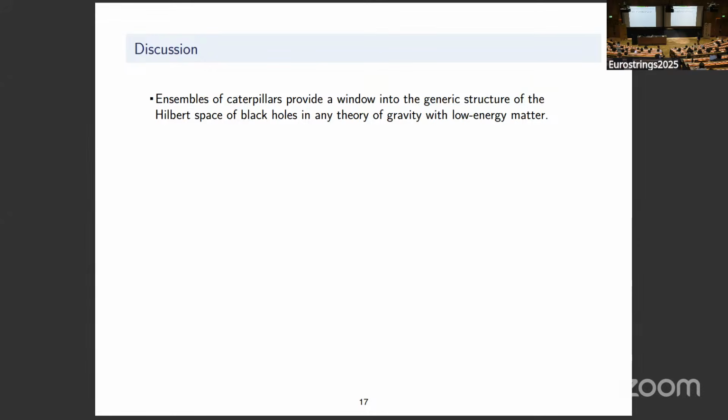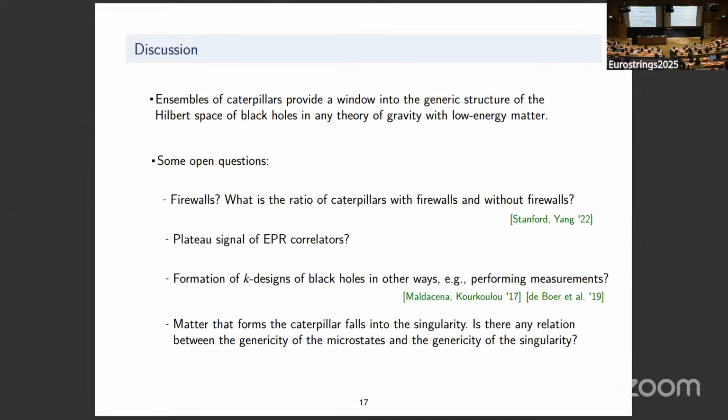So let me just end with general remarks and with some discussion. The ensemble of caterpillars that we constructed provides a window into the generic structure of the Hilbert space of black holes in any gravitational theory which contains matter. In any gravitational theory which contains matter, you can construct these states. And in principle, if this theory can be non-perturbatively completed to some holographic theory, these states are supposed to be generic states in that Hilbert space. So there are many open questions from our constructions.